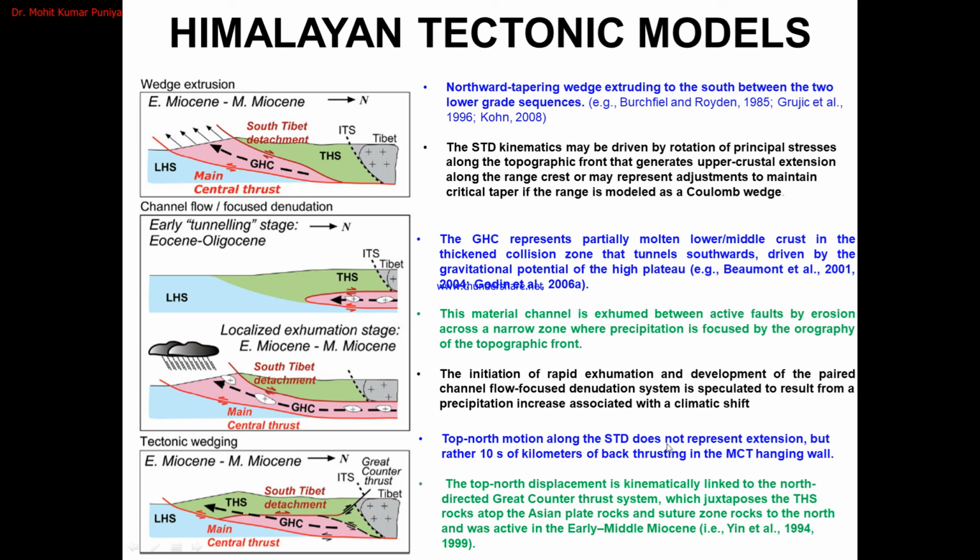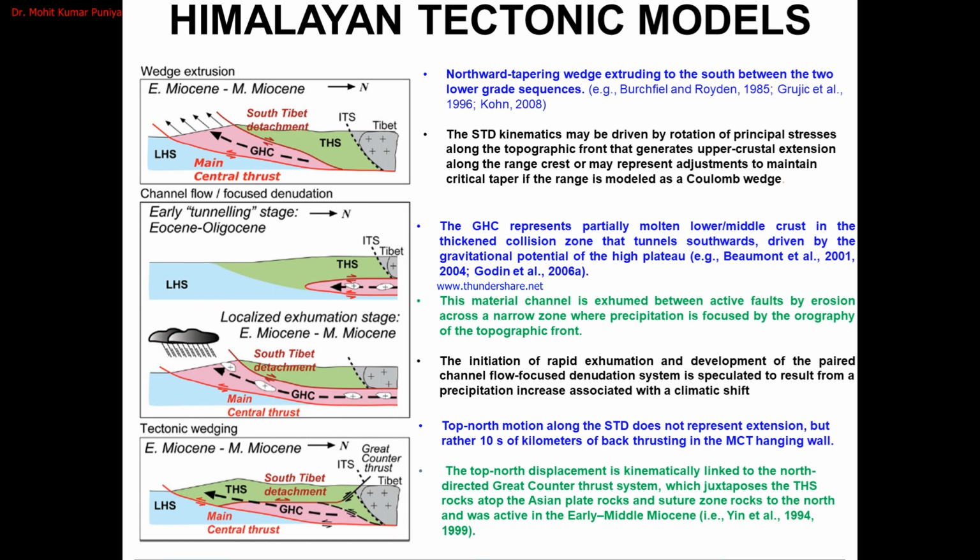Top-to-north motion along the STD does not represent extension. Actually, when we move towards the northern portion, the shearing direction is top to northwest. So the Brookfield model is saying that this is not extension, but 10 kilometers of back thrusting in the MCT hanging wall. The top-north displacement is kinematically linked to the north-directed Great Counter Thrust, which juxtaposed the Trans-Himalayan sequence or Tethys Himalayan sequence rock atop the Asian plate rock and suture zone rock to the north, and was active in the early middle Miocene. So this is the Himalayan tectonic models along these resources.